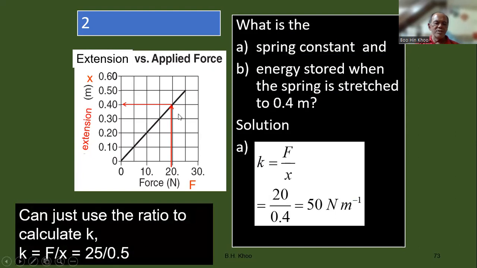Right? I can use a ratio, still the same thing. Instead of using gradient, you can use ratio. Right? You can use 25 here, 25 and 0.5. We still get the same answer.